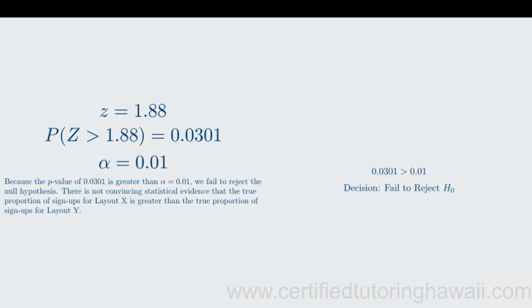There is not convincing statistical evidence that the true proportion of signups for layout X is greater than the true proportion of signups for layout Y. Take a moment to think about why we reach this conclusion despite the higher success rate in layout X.